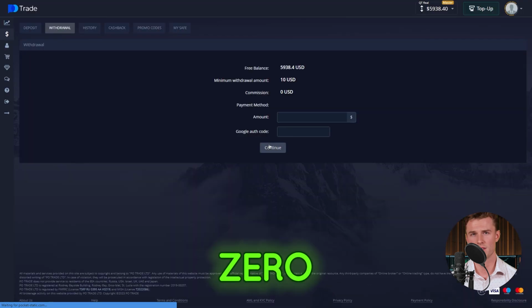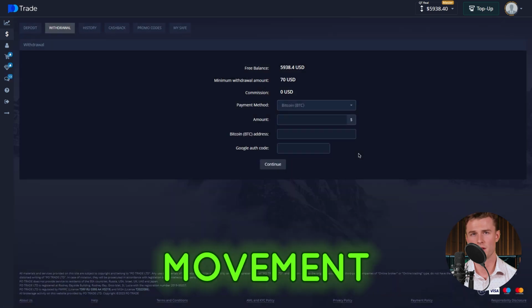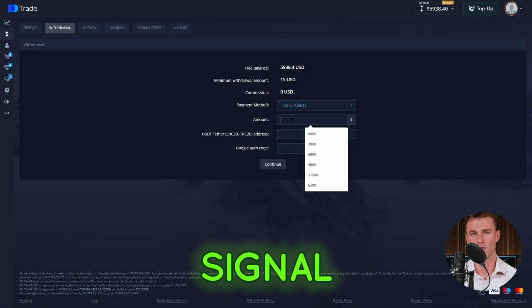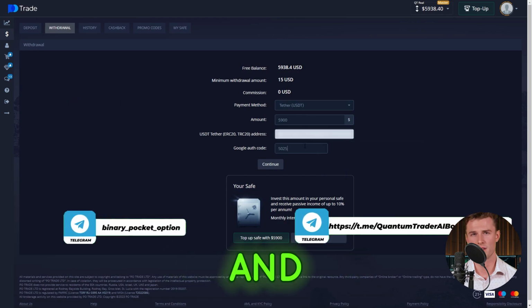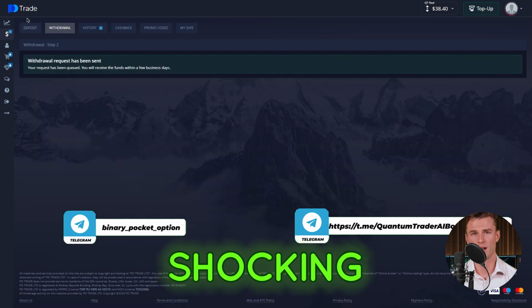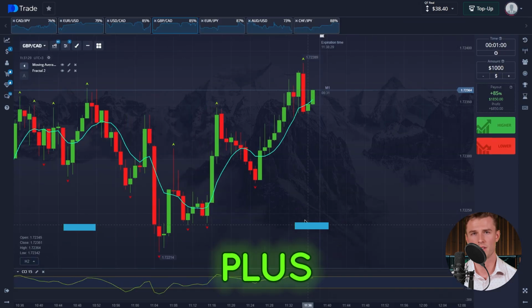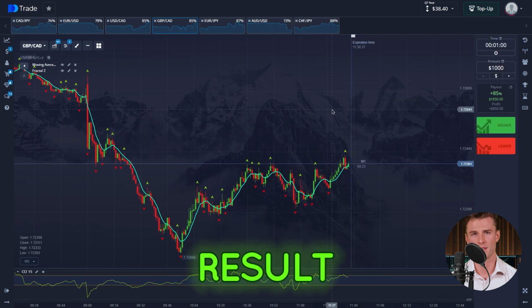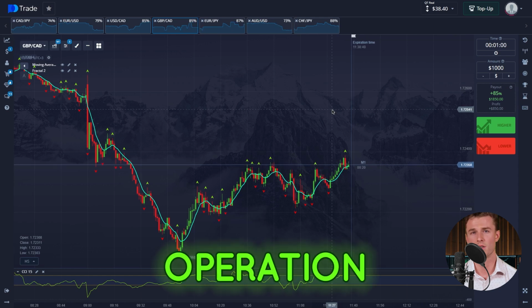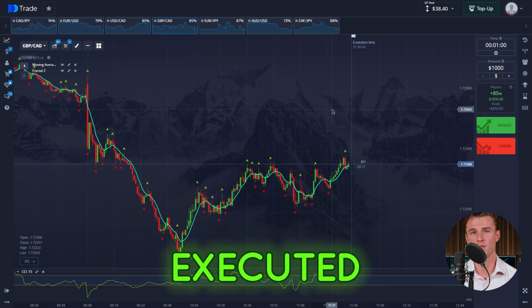One trade went to 0, but here we have a more obvious movement and a more obvious signal that the pullback should happen. And our final trades are closed in plus. I will finish my trading on this result. Let's choose a wallet. Our operation is successfully executed.